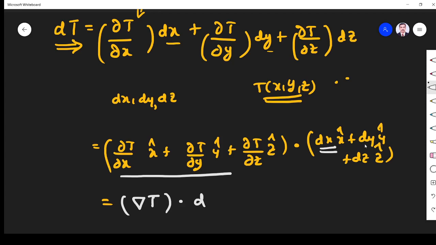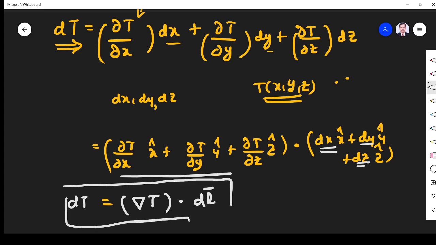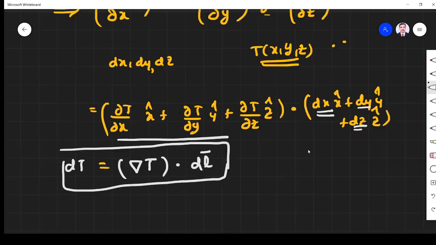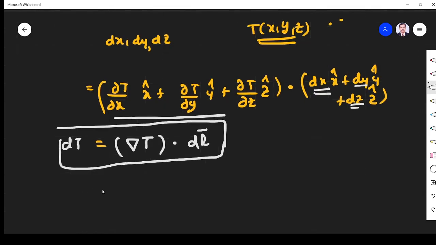a displacement along x direction. dy means displacement or change in y along y direction, change in z along z direction. It is change in length, so displacement dl vector. That's what gives your change in temperature, right? Okay, this del T is what you call the gradient of the temperature.